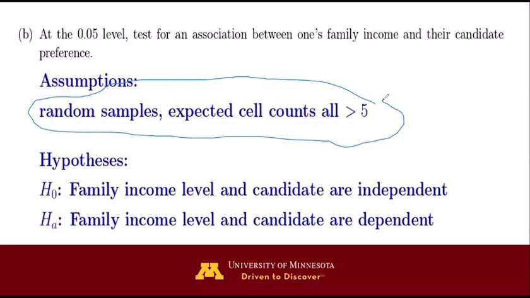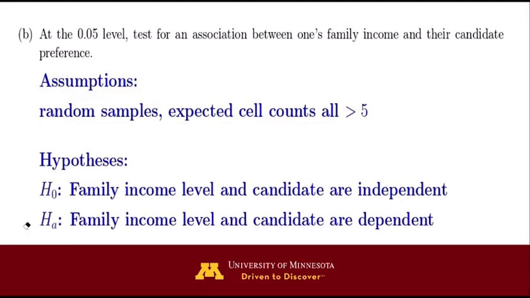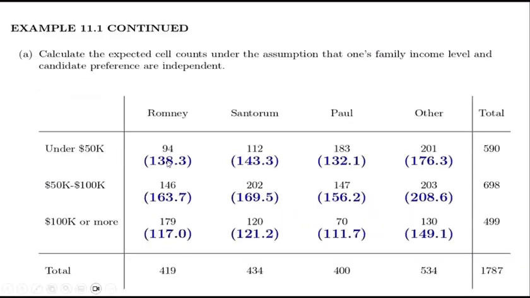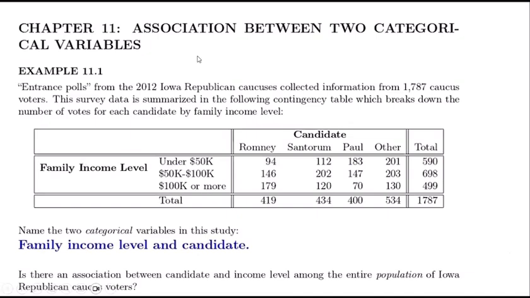How am I going to know if the expected cell counts are greater than 5? The only way to know is actually to go back and compute the expected cell counts. Initially you only have 94. If you take a look at this, from 94 to 130, they are the observed cell counts. I showed you in class on Monday how you can calculate the expected cell count.